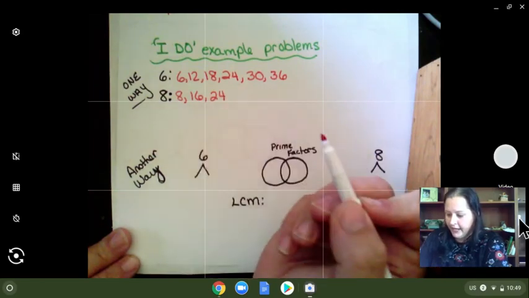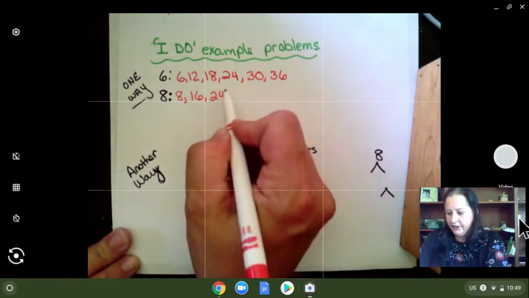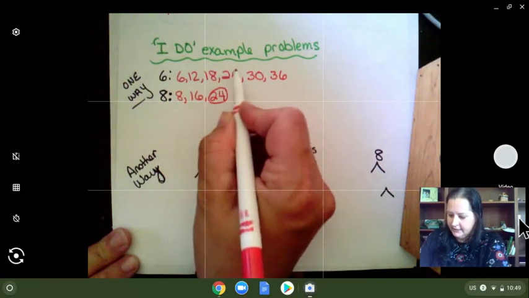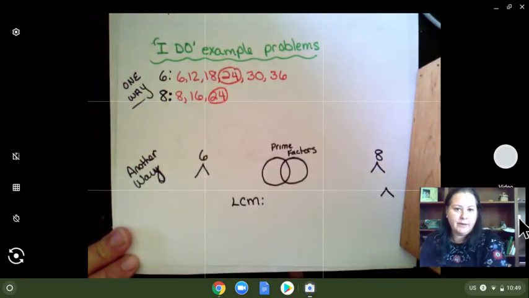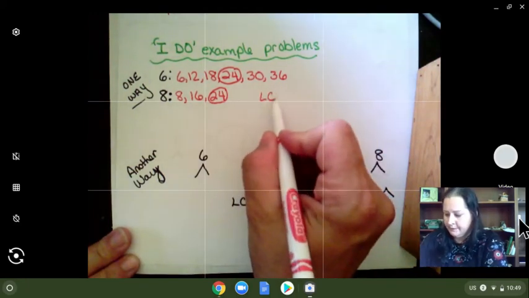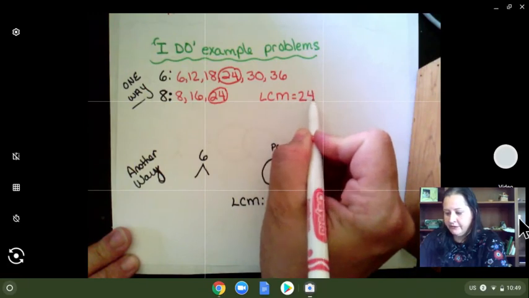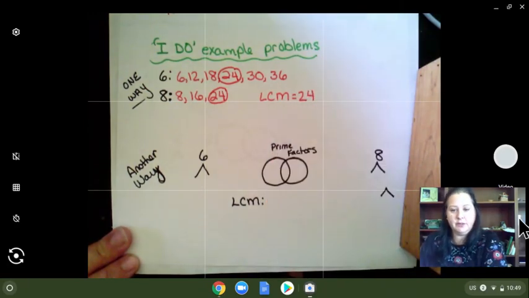Oh, look at that. I don't have to go any further because I see I have a 24 in common in both rows, and that's the smallest number that they have in common. So I know my least common multiple is equal to 24. Okay, that's the way you already know.